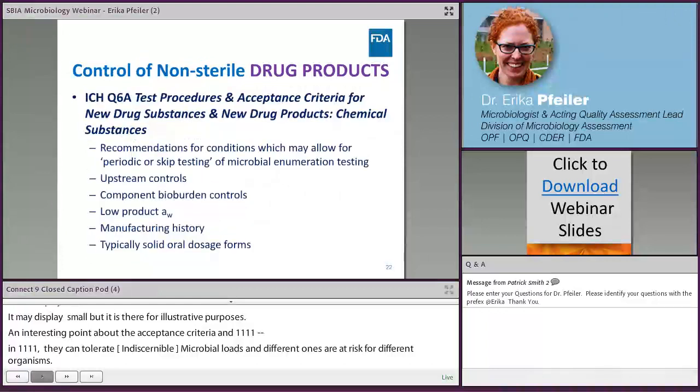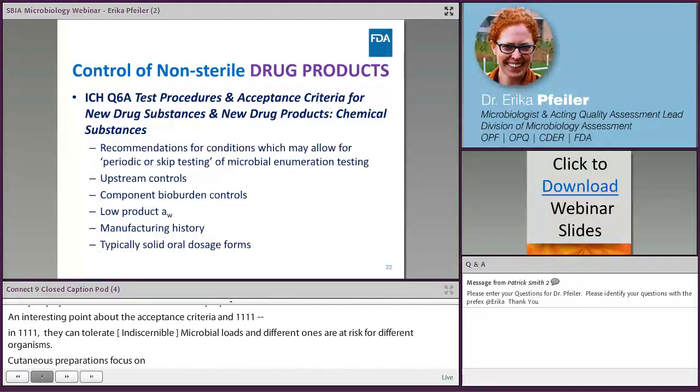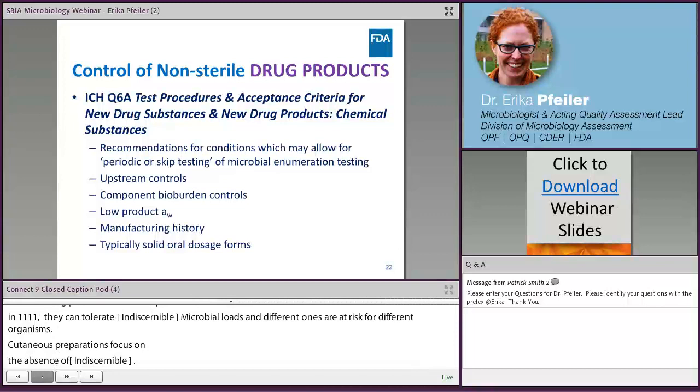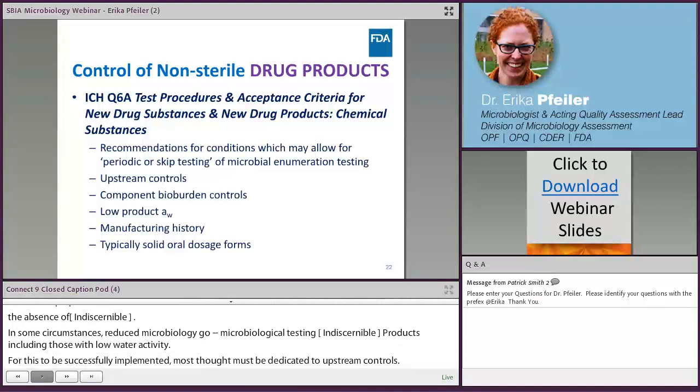In some circumstances, reduced microbiological testing can be appropriate for very low-risk products, including those with low water activity. However, do note that for this type of strategy to be successfully implemented, much thought must be dedicated to upstream controls. This type of strategy is typically reserved for solid oral dosage forms because the risk profile, from both a formulation perspective and the route of administration, an oral route, are very low.